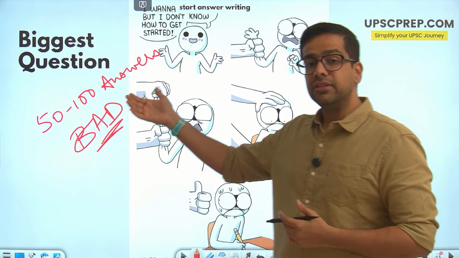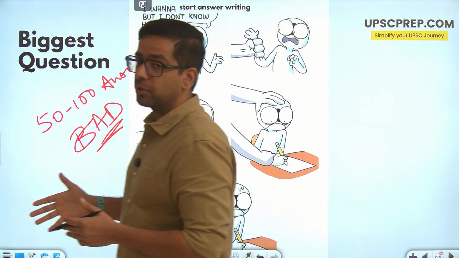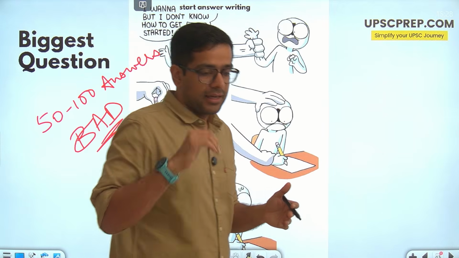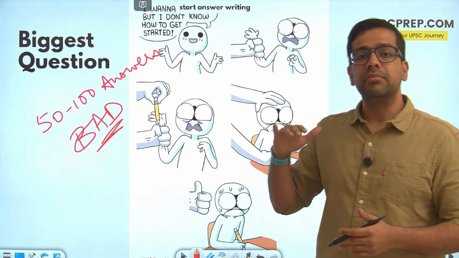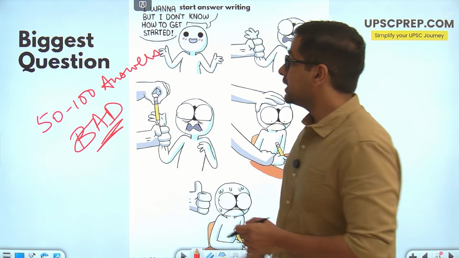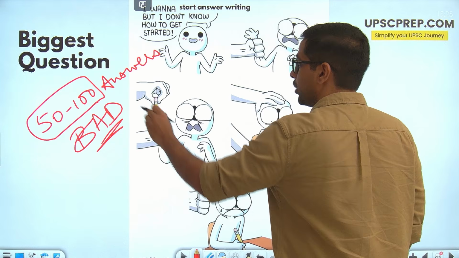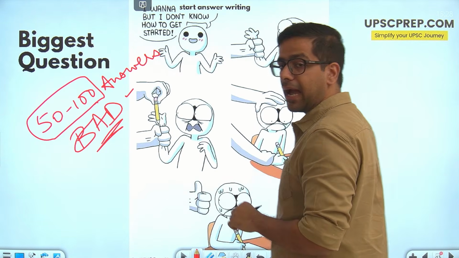I'll also have another detailed video on the exact things that you require in order to write a great answer. That will be more oriented towards the people giving mains this year. But for now, the simple thing that you have to keep in mind is that the first 50 to 100 answers that you write are going to be bad, and that is absolutely okay.